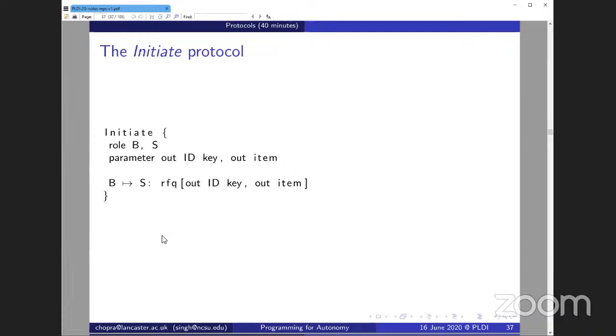Each protocol has roles. In this case, buyer and seller, two roles. And each protocol has parameters. So this is the table in the sky. This protocol has an identifier, key, and an item. So it has two columns in that table. And this is the outline of the protocol, which we mostly are concerned with.